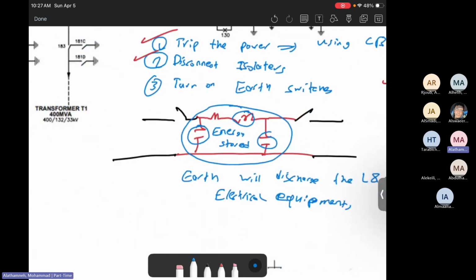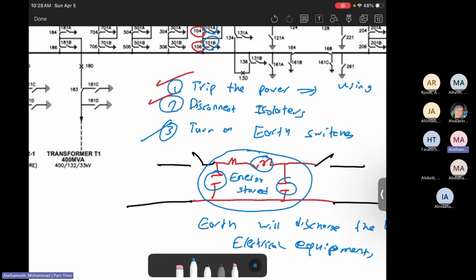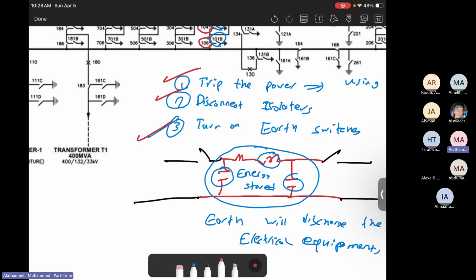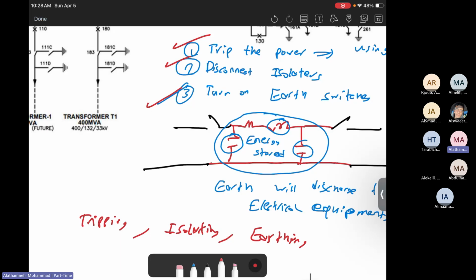So again, before moving to the next slide, we just need to make sure to do these three steps in order. The first thing, trip the power using the circuit breaker. The second thing, disconnect the isolators. The third one, turn on the earth switch. Something we call it as a shortcut, tripping, then isolating, then earthing. That's their nicknames. TIE. Tripping, isolating, earthing. Must be in order.